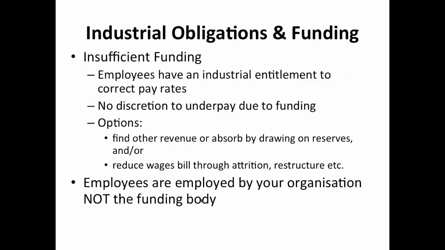In terms of industrial obligations and funding, if you're not receiving sufficient funding, employees still have an industrial entitlement to be paid the correct rates of pay. We don't have the discretion to underpay due to lack of funding. There are many options that you can look at, such as finding other revenue, absorbing or drawing on reserves. And we also talked about looking at moving casuals over from casual to permanent part-time to make some savings around that casual loading. And also looking at the structure of our shifts and can we make savings around those shift loadings. Otherwise, we can look at things like reducing wages through natural attrition or restructure.